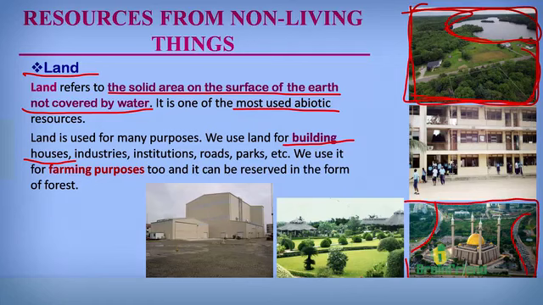We use land to build parks. We use land to build schools and so on. Buildings are usually on land, or most buildings are usually made on land. So one of the basic uses of land is for building.